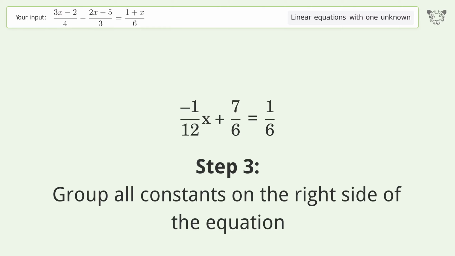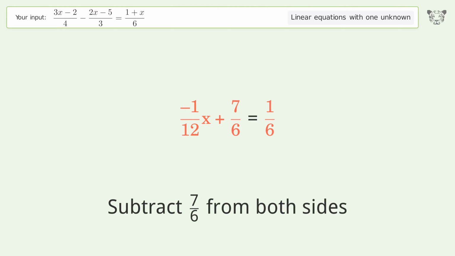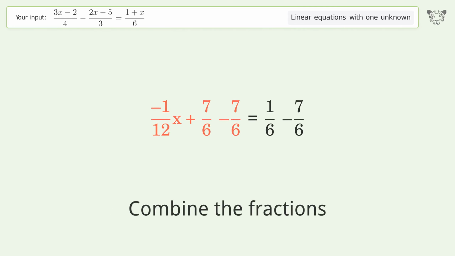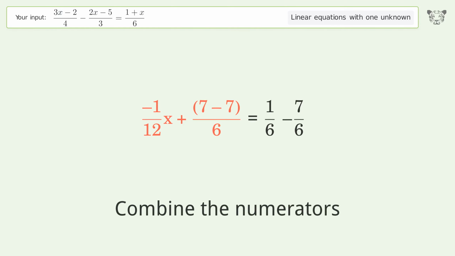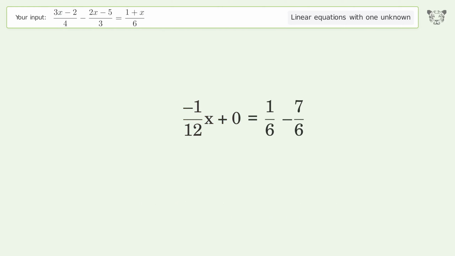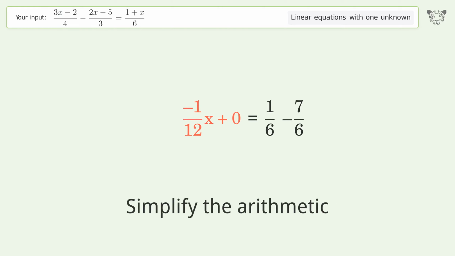Group all constants on the right side of the equation. Subtract 7/6 from both sides. Combine the fractions. Combine the numerators. Reduce the zero numerator. Simplify the arithmetic.